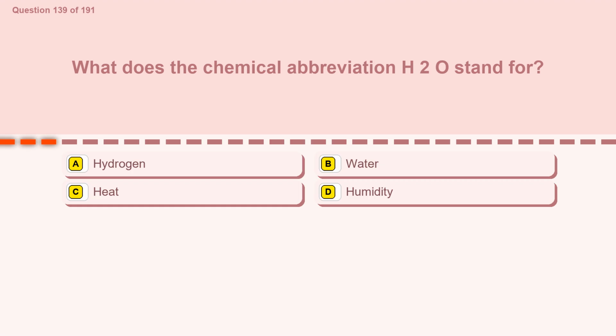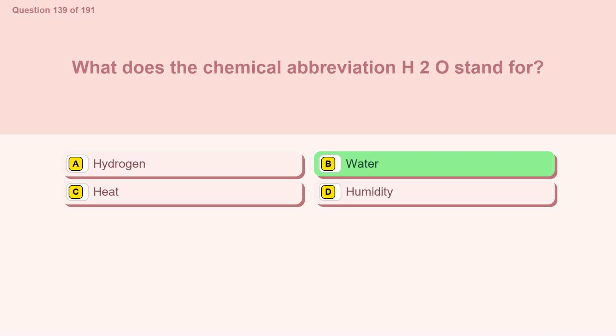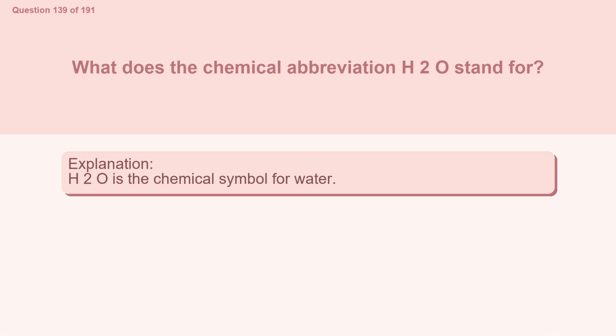Question 139. What does the chemical abbreviation H2O stand for? Option A, hydrogen. Option B, water. Option C, heat. Option D, humidity. The correct answer is option B, water. H2O is the chemical symbol for water.